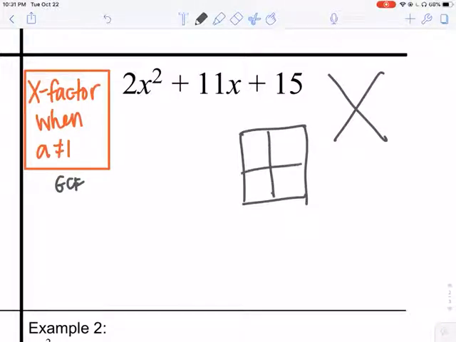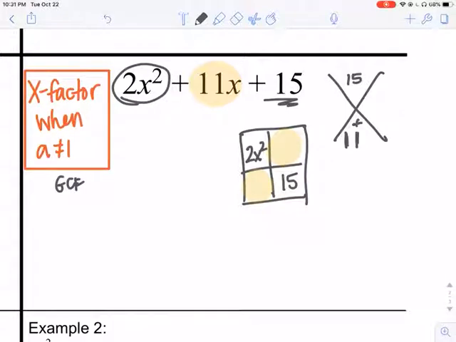So I know that in the box, this one here will always go in the corner. And then 15 will always go in the other corner. And I know that these two boxes need to add up to 11. So I know I'm going to be adding to 11. And then normally I would put 15 up top as C. But when you have an A involved, when you have 2 here, you need to multiply that times here when you're working with the x.